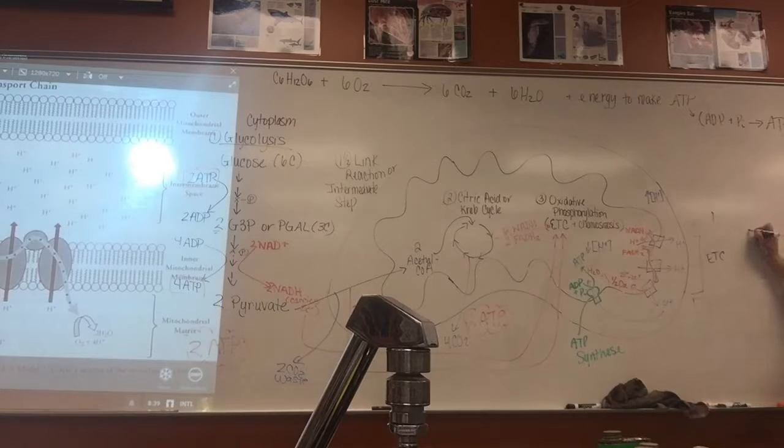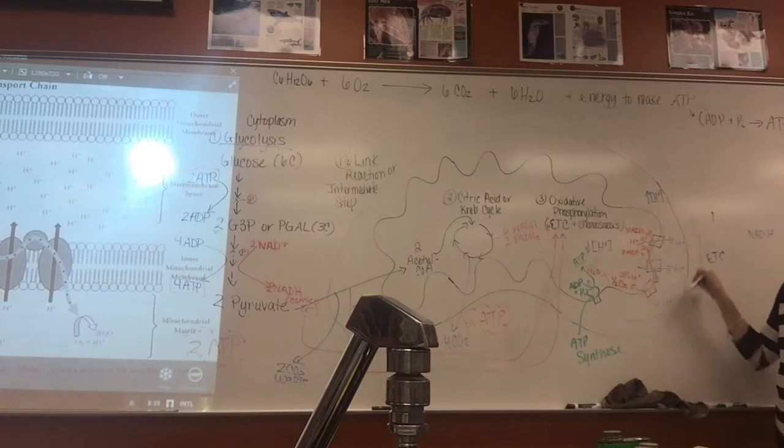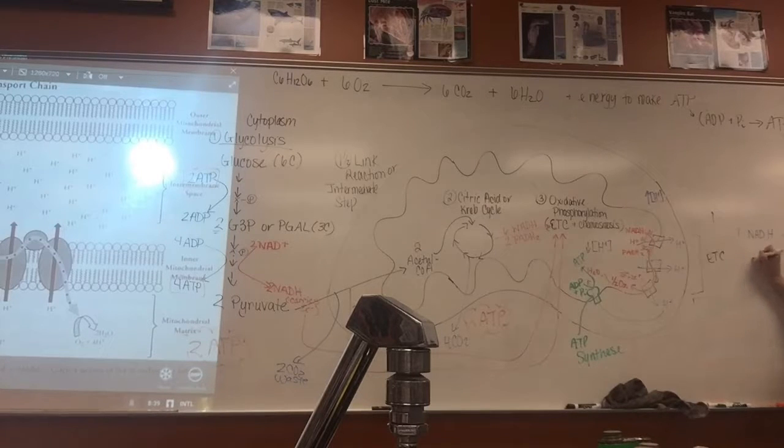and for every NADH then, when we talked about NADH, it pumps 3 H pluses through. So three H pluses then can diffuse back through. So one NADH makes how many ATP? Makes 3 ATP. How about FADH2? 2, right? One FADH2 makes 2 ATP.